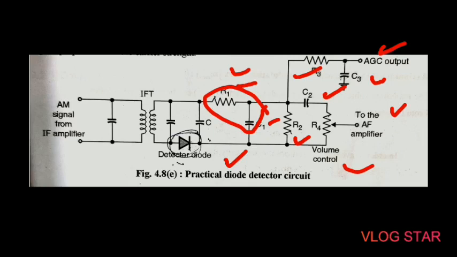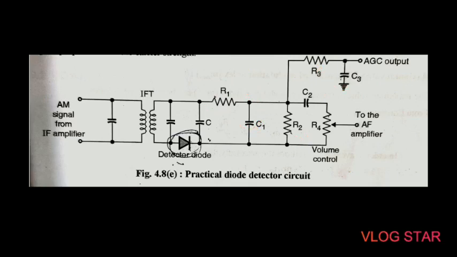Here we have to select the RC time constant of the filter for this detector, because we have to use different RC filters. The selection of the RC time constant for the filter of the AM detector should be done very carefully. The RC time constant should be small enough to follow the fast amplitude changes taking place in the envelope, which is essential to avoid diagonal clipping.